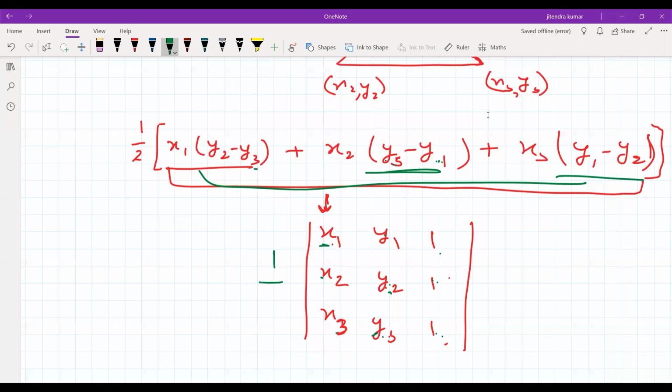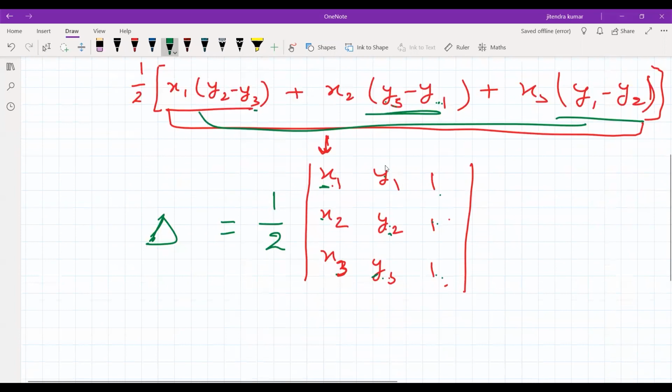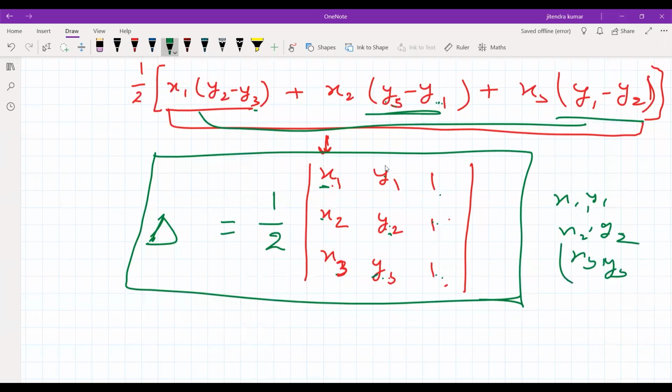And if you put a half here, this complete determinant represents the area of a triangle having coordinates x1 y1, x2 y2, and x3 y3. So this is what we have to study here: if the coordinates are given like x1 y1, x2 y2, x3 y3, we can write them in this determinant form and find the area of the triangle.